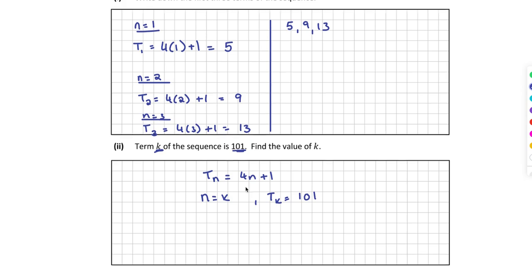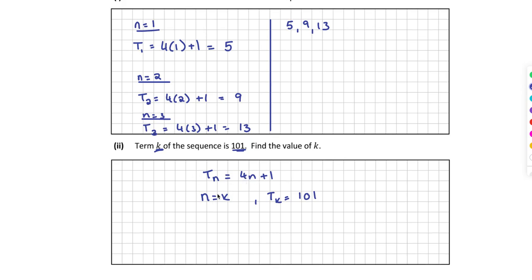So let's sub that into the formula then. Instead of T of n, we now know it's going to be T of k, but that's going to be 101, because that's what it's going to be equal to. Instead of the letter n, we're going to fill in k. So it'll be 4k plus 1. Take away 1 from both sides, and I'm going to get 100 is equal to 4k. To get k on its own, I'm going to divide both sides by 4. So I get k is equal to 25.